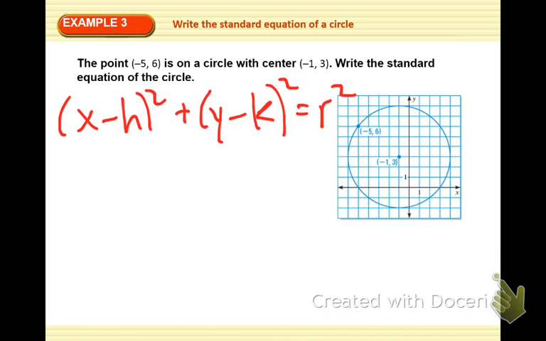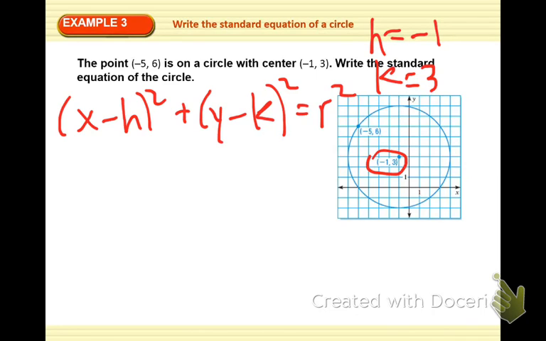All right, so we have h and k. What's h equal to? We have the center. H would equal what? -1, right? It's this point right here. That's h and k. H would equal -1. K equals 3. And then we have a point on the circle, x and y.